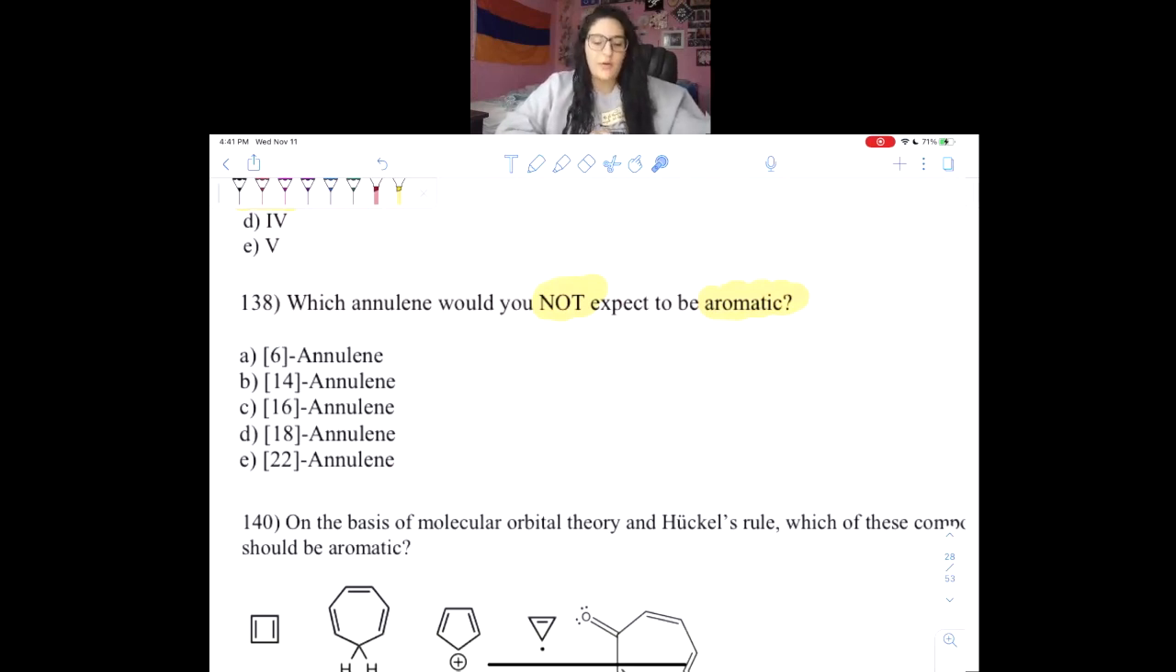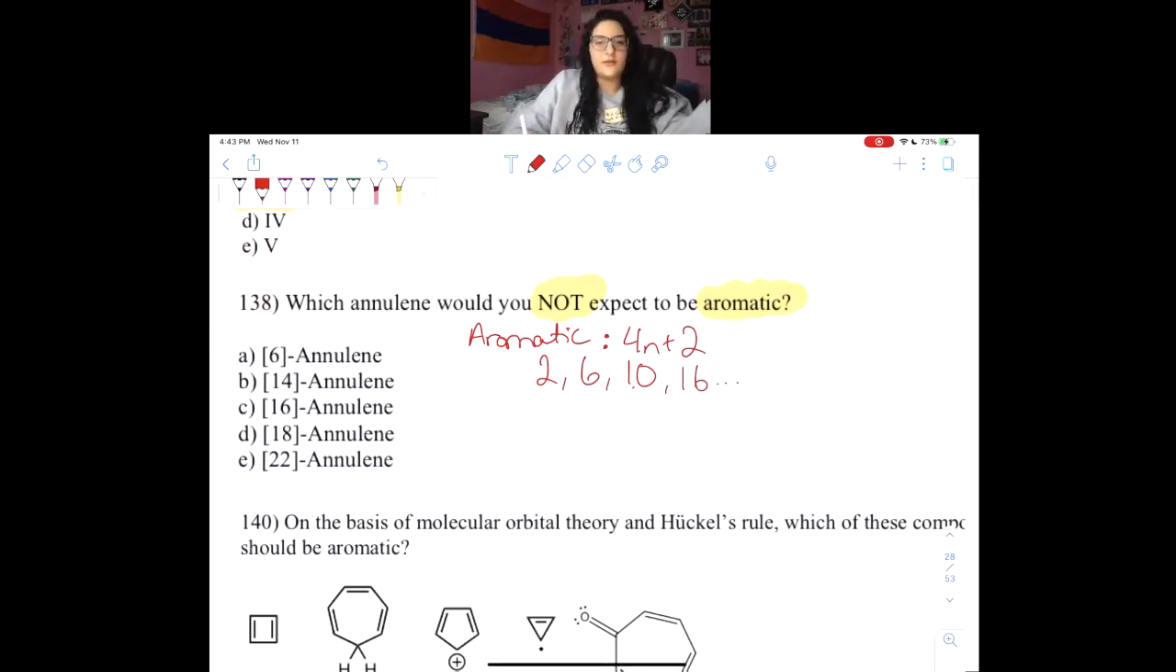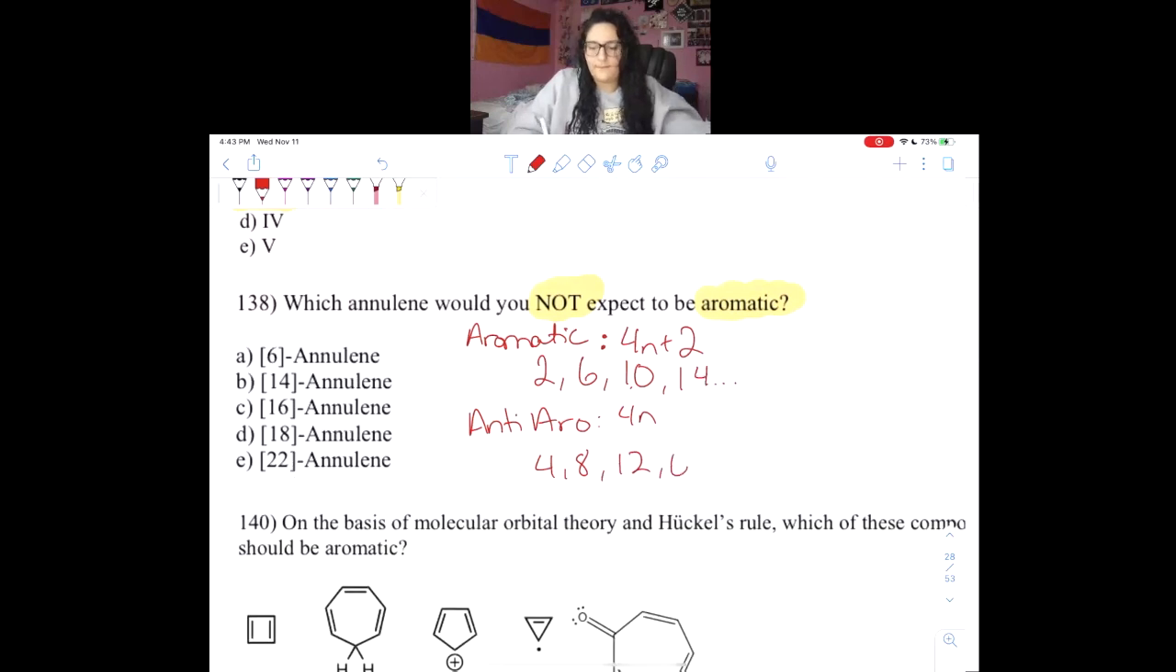So we're looking for the one that does not fit the 4n plus 2 rule. Just to refresh our memory, we know that in order to be aromatic, it has to be 4n plus 2. And we know the numbers 2, 6, 10, 14, etc., are all going to follow that aromatic rule. For anti-aromatic, we want the 4n rule, which is just any multiple of 4, so 4, 8, 12, 16, etc.